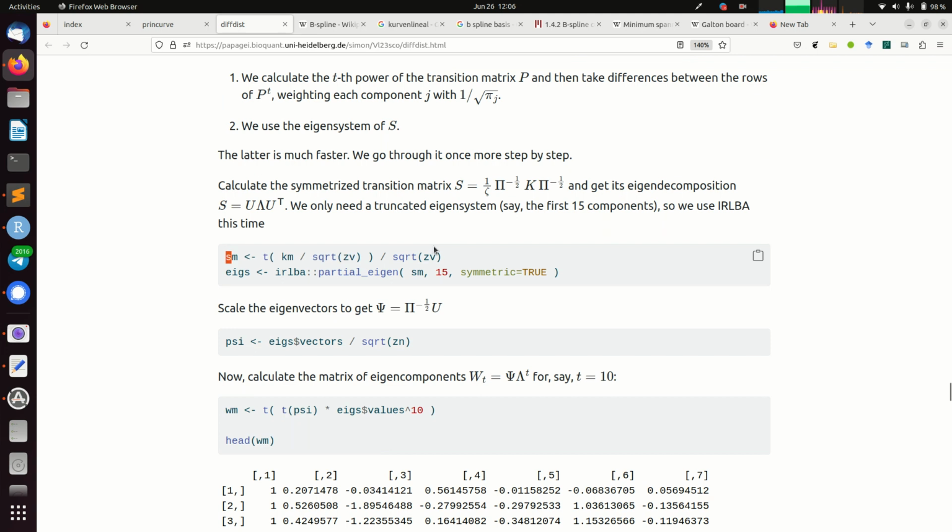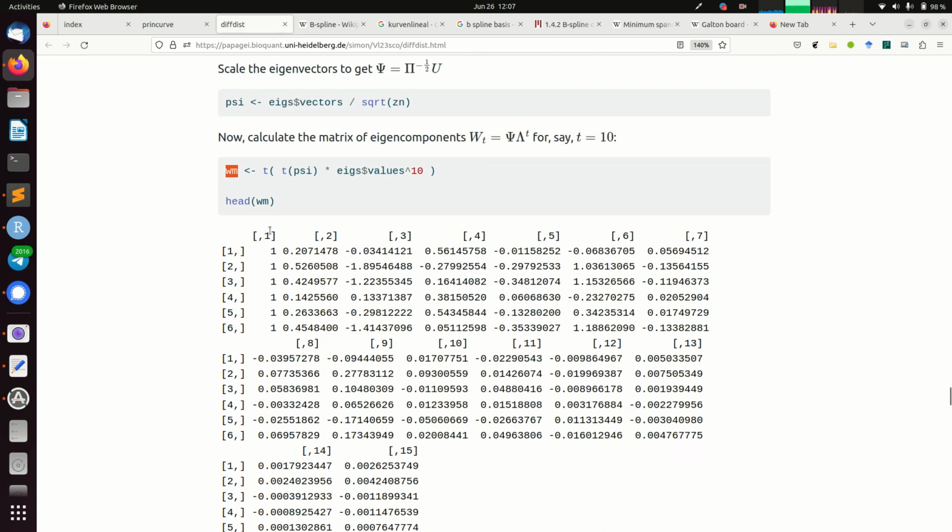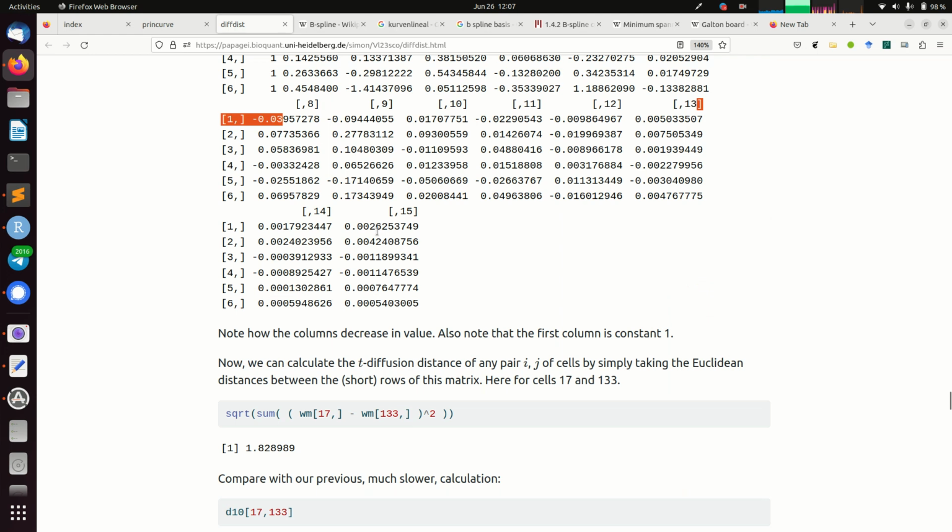We calculate our symmetrized matrix, calculate the eigenvectors, not all of them, but only the first 15 or so, calculate our psi from that, and multiply this with the eigenvalue to the t to get psi times lambda, which gives us the W. And now for each cell we have a vector which goes down and down and down, and from the 15th onwards, the components are as small as we want.